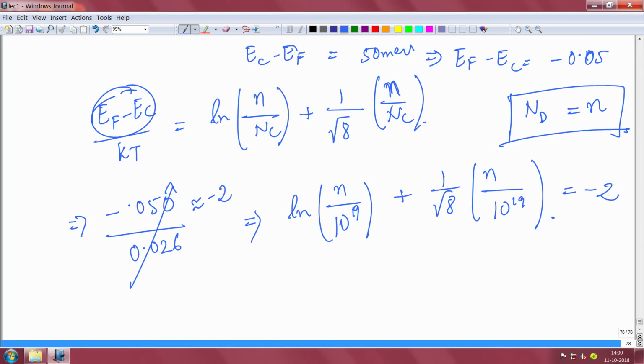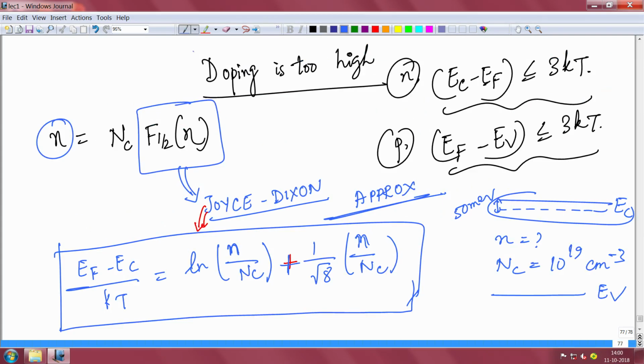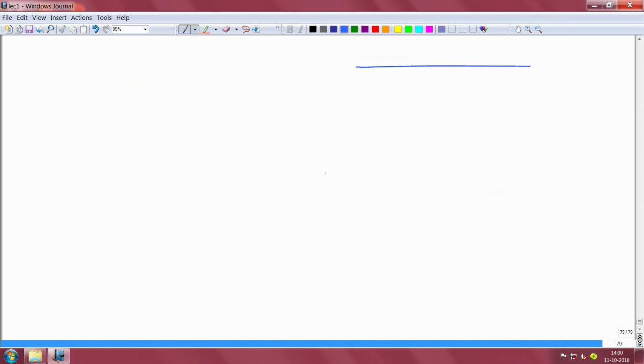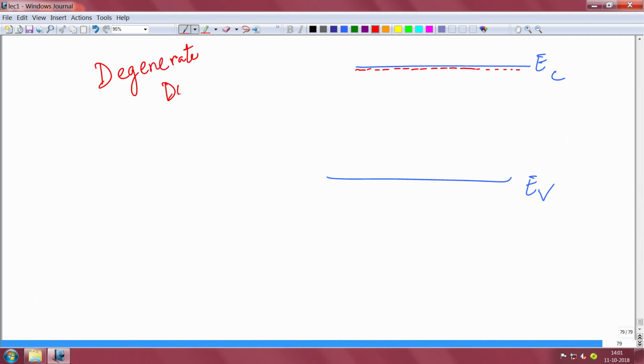Same thing can be done for p-type also. So this is a high doping effect. When your doping is high, you have to apply the Joyce-Dickson approximation to find out the carrier concentration. And another thing is, if you keep doping higher and higher, then your Fermi level keeps going up and up. So suppose this is your conduction band, this is your Fermi level, valence band. If you keep doping high and high, eventually the Fermi level can almost touch the conduction band. In such a case, we call it almost degenerate doping. It's a super high doping. I am talking about n-type only, but the same will apply for p-type also.